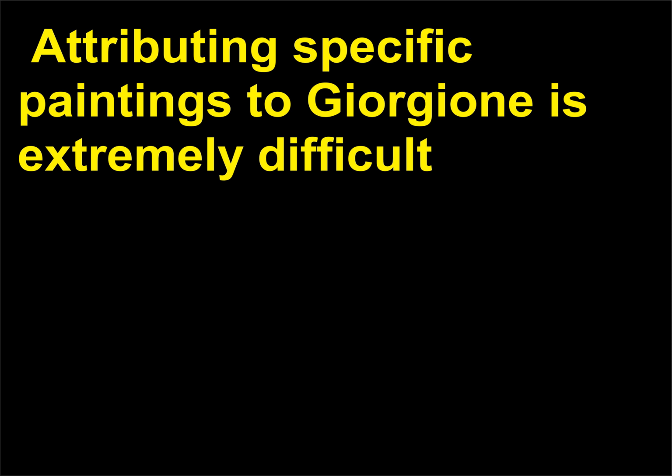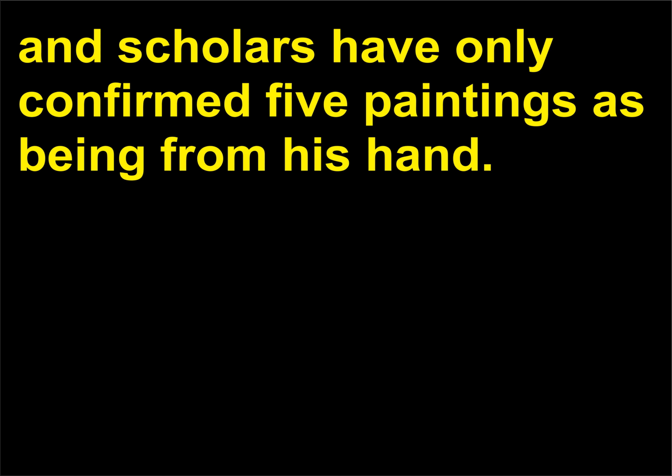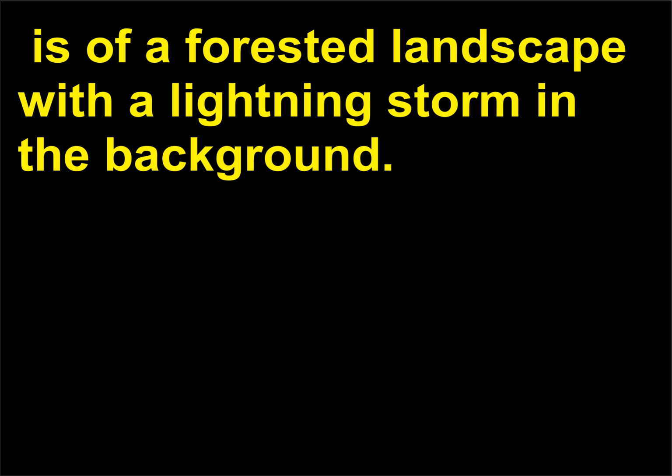Attributing specific paintings to Giorgione is extremely difficult, and scholars have only confirmed 5 paintings as being from his hand. His most famous surviving painting, The Tempest, is of a forested landscape with a lightning storm in the background.